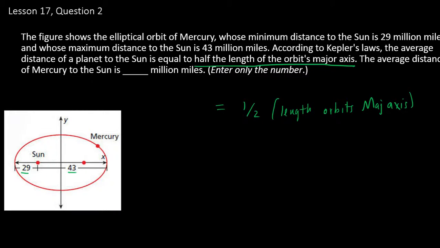So my major axis is the x-axis. As you can see, it's much wider on the x-axis than on the y. So I know x is my major axis and y is my minor axis. Now I need to know the total distance from end to end of this ellipse. Well, they told me the distance from here to here is 29, and from here to here is 43. So if I add 29 and 43 together, that tells me the length of the orbit's major axis. Once I know that length, I take half of it, and that will tell me the average distance of Mercury to the Sun.